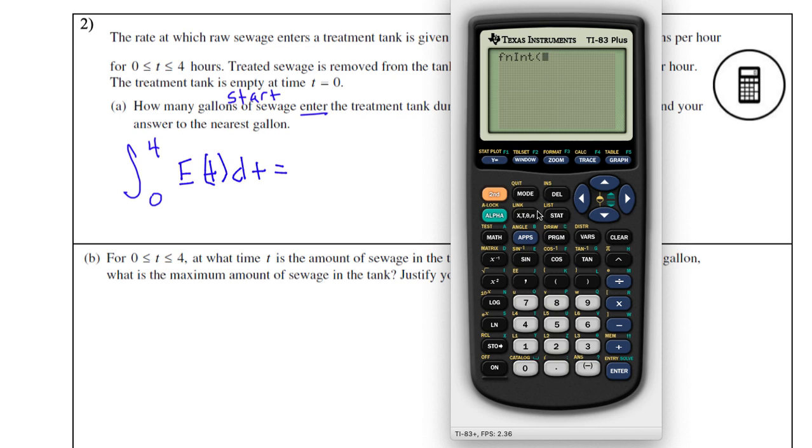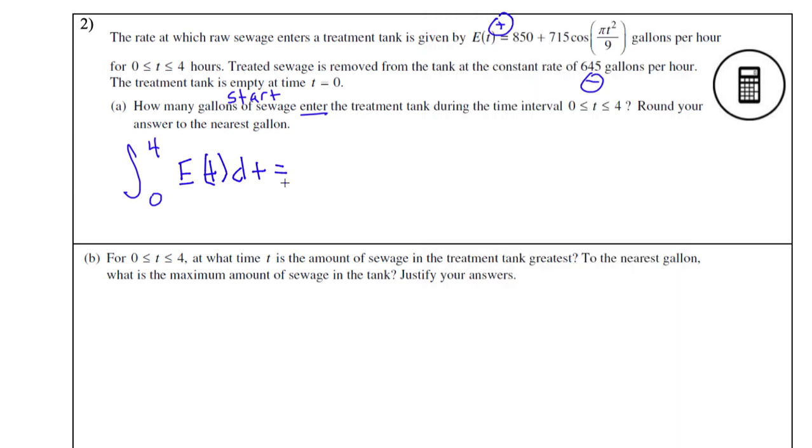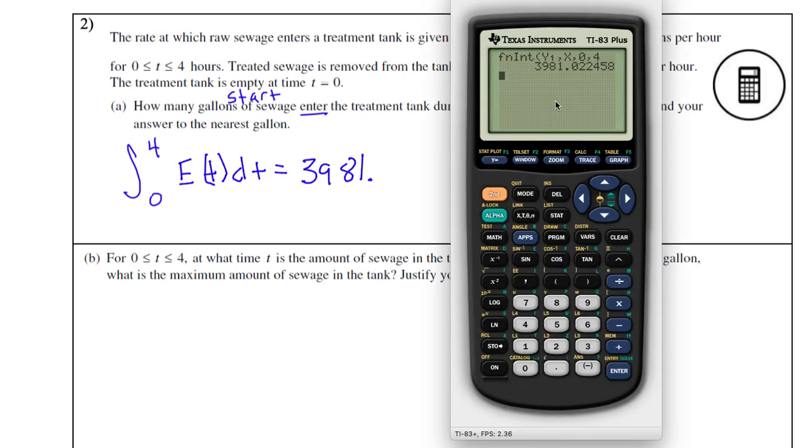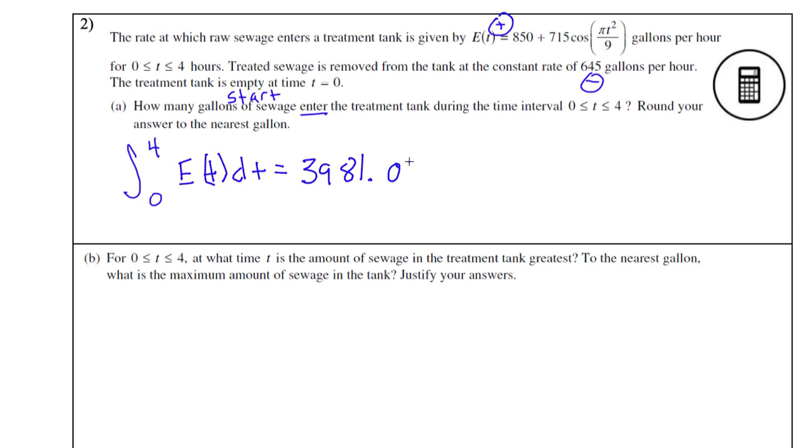The integral of my y1 function, that's what is my capital E. So bars right, enter 1. My y1 function with respect to x from 0 to 4, and go. 3,981.022. And let's read the rest of this.